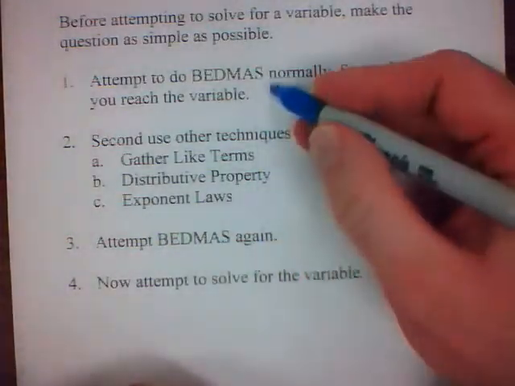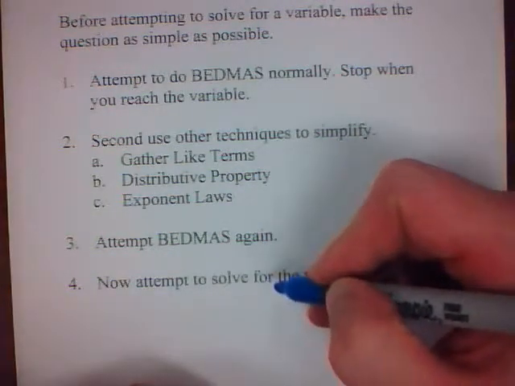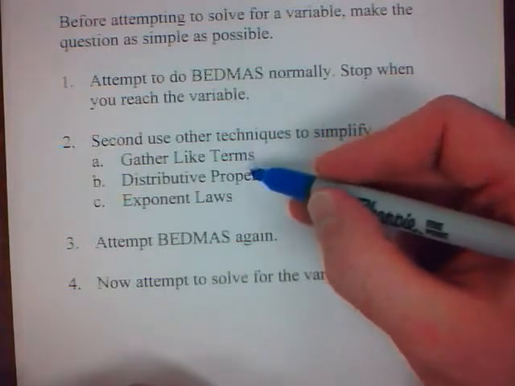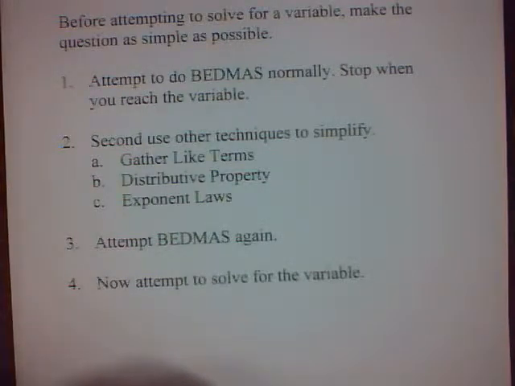And once you've done this and you've simplified a question, you can go and actually try to do algebra. So the next series of videos, we're going to learn about gathering like terms, distributive property, exponent laws, and do a whole bunch of examples of how to use this in algebra.